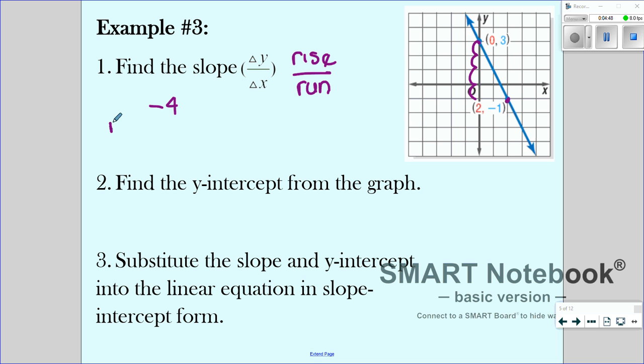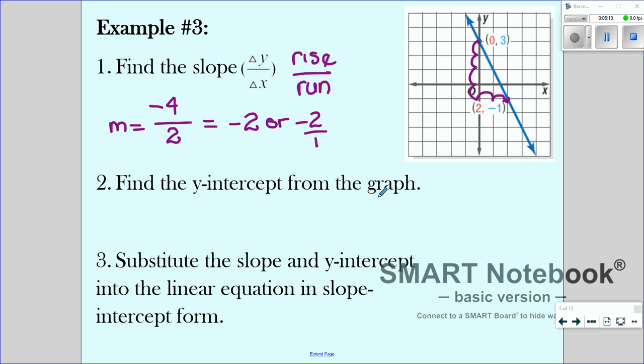I'm going to put m over here. M equals, we went 4 down, which is our rise. And then we went 1, 2. So we went 2 to the right, which is going to be positive. So that means when we simplify it, it's going to be negative 2, or negative 2 over 1. That is our slope. So the next one says find our y-intercept from the graph.